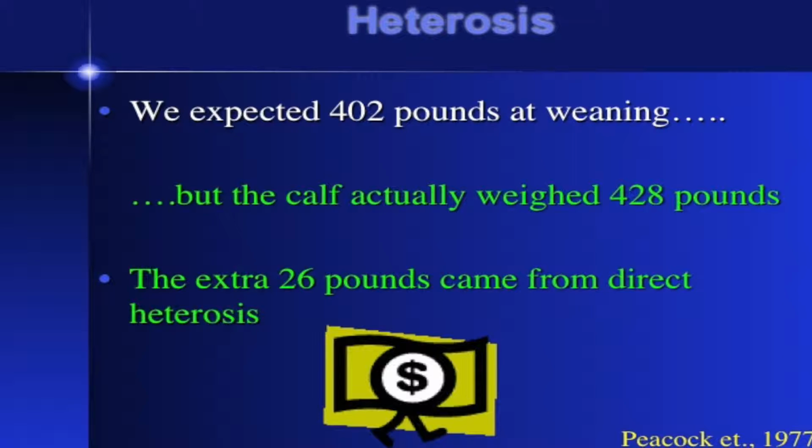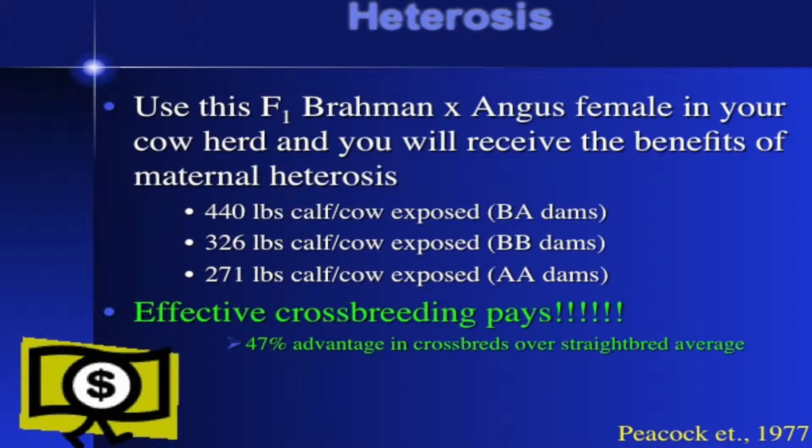Now these researchers took those heifers, those F1, first cross Brahman and Angus females, and they put them back into their cow herd. And they used some matings there to keep everything fair from a research standpoint. And what they found is the benefits of maternal heterosis. That maternal heterosis can be an improvement in reproductive performance, an improvement in longevity, survivability, all of those factors.